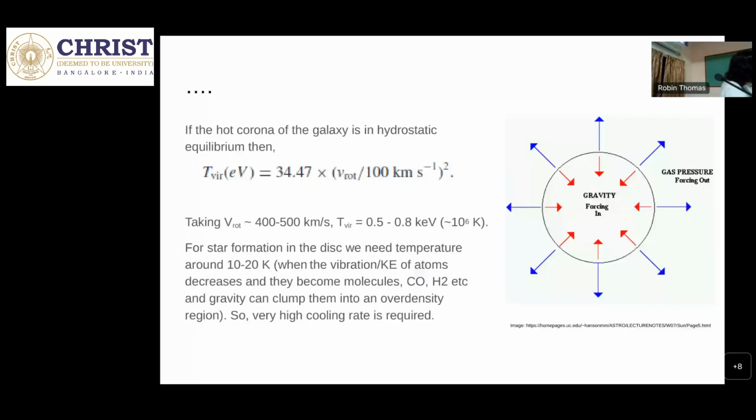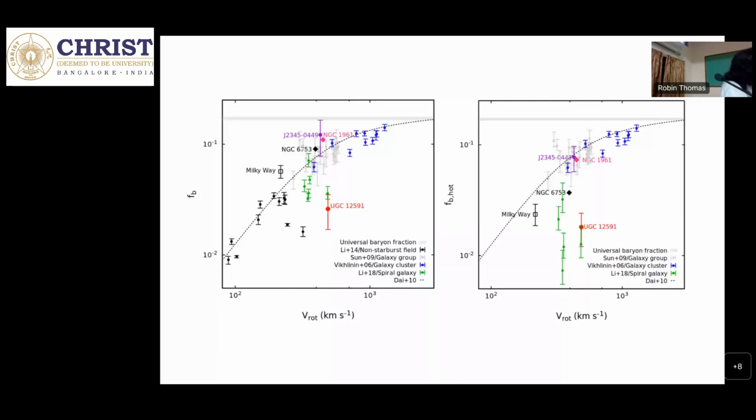So this is the baryon fraction plot. You can see the galaxy clusters here. These are galaxy groups. This is UGC 12591, our galaxy, our target. And this is the universal baryon fraction. So galaxy clusters and galaxy groups tend to go towards satisfying the universal baryon fraction, but individual galaxies like UGC 12591 and some non-starburst field galaxies do not follow.